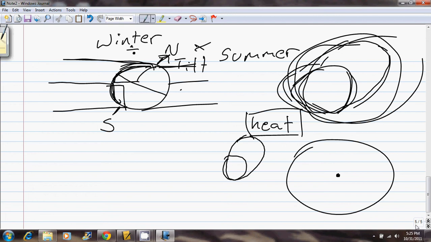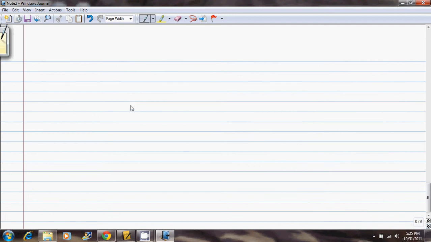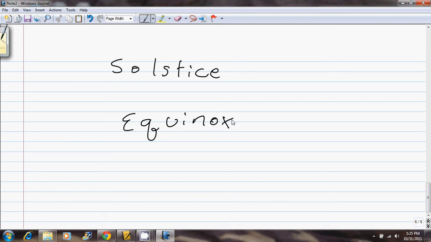Now, the other two things we have is we're going to run into these words, and you've probably heard these words before, but might not have known what they mean. Solstice and equinox. Now, simply, a solstice is when you're dealing with the shortest day of the year, and when you're also dealing with the longest. And equinox deals with the same.